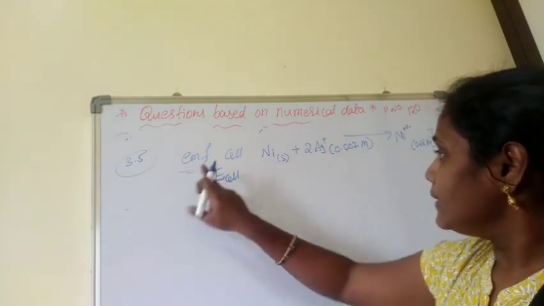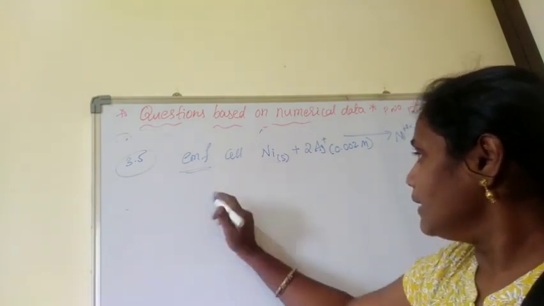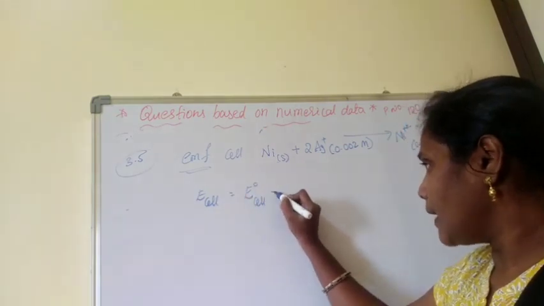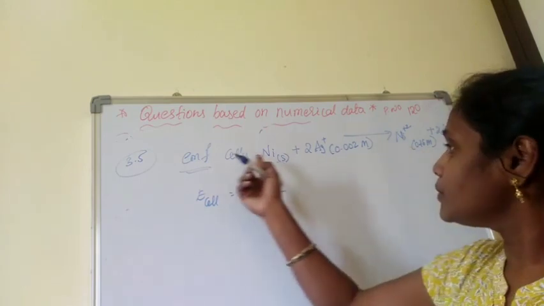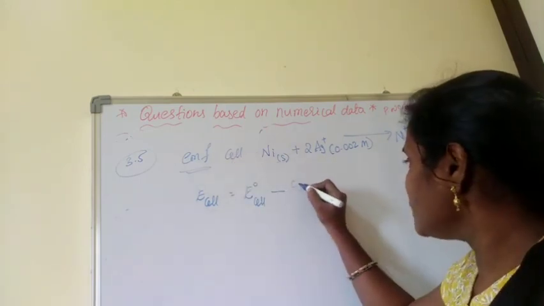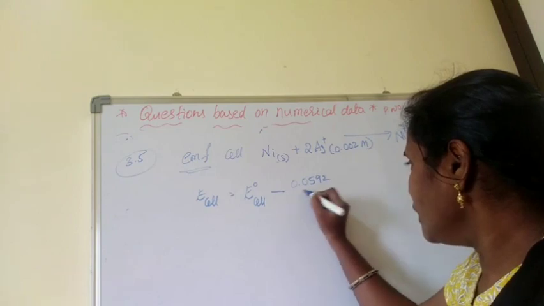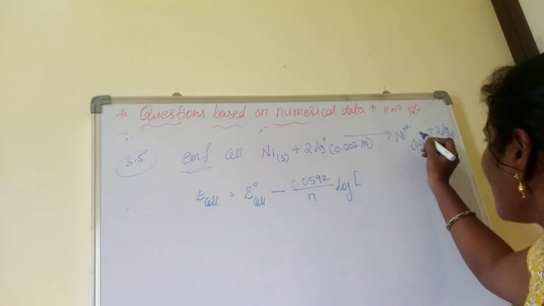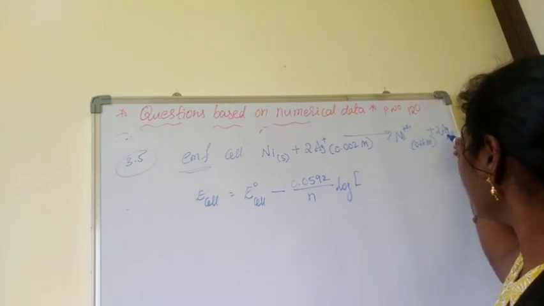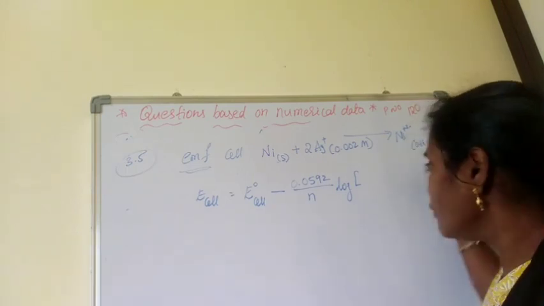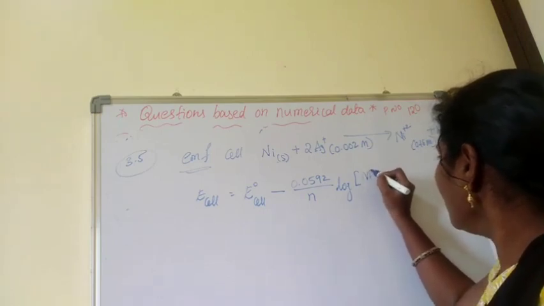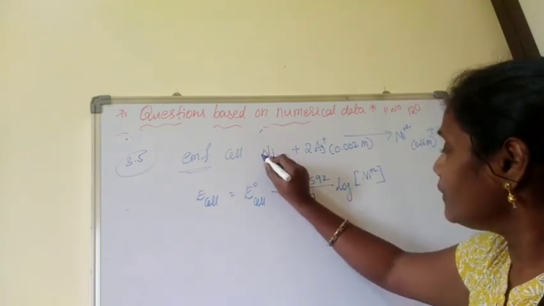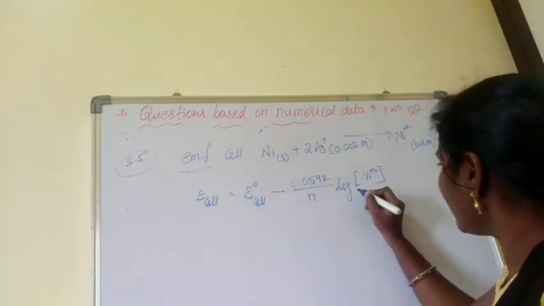See here, EMF of the cell, E cell, is equal to E naught of the cell minus, because only room temperature is given, let me use the formula 0.0592 by n log. Here, what are the products? Nickel plus 2 is the product, and Ag, solid, I don't need to write. I can write Ni2+. And what is the coefficient here? It is only 1 molar, so no square will come here.